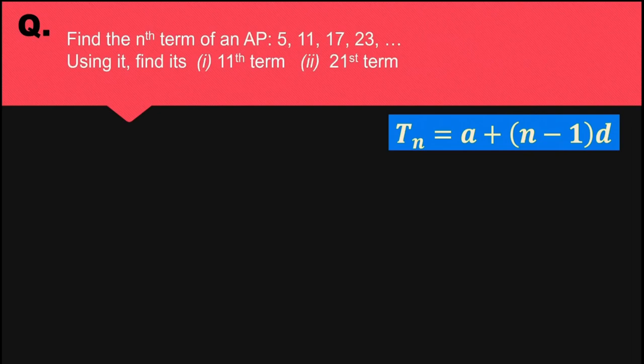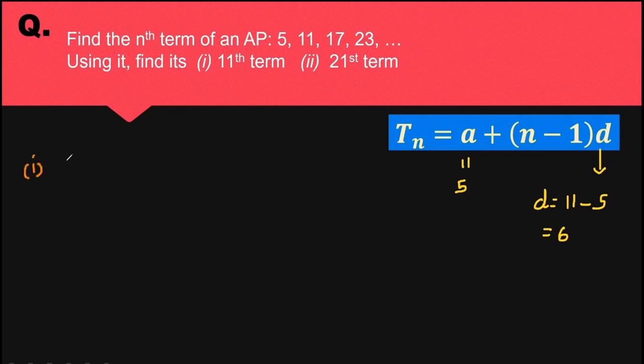Another question is, find the nth term of an AP 5, 11, 17, 23. Now here it is already given that this is an AP. So we can identify a as 5. To find the difference, we need to subtract the term with its previous term. So d we can find with second term 11 minus first term 5. So that is 6. And then using this formula, we have to find the 11th term and the 21st term.